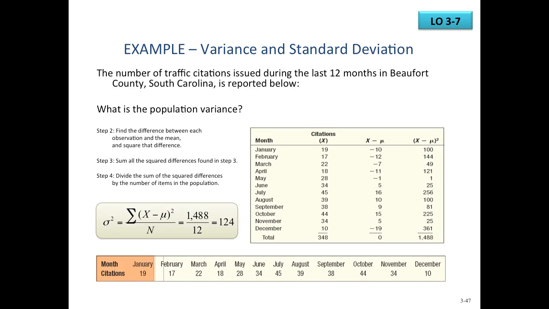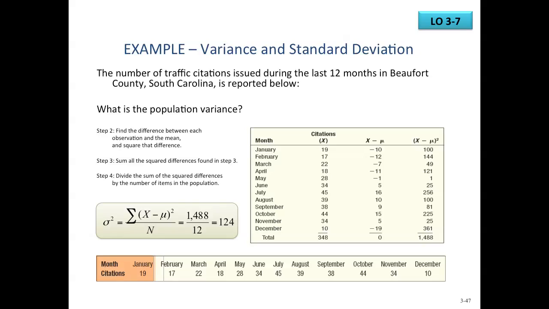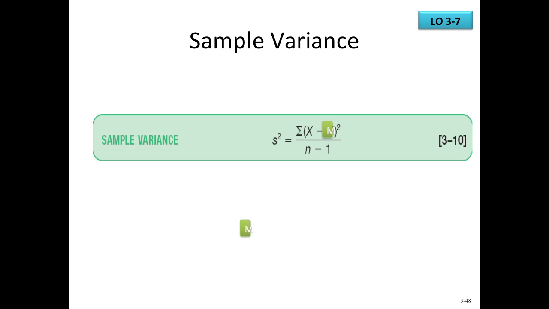And your total sum of squares for this is 1,488. Then you divide your sum of squares by n, which is 12, because they took 12 months, and your variance is 124. The only difference between population variance and a sample variance is the denominator. So here you have n, and for your sample you have n minus 1.